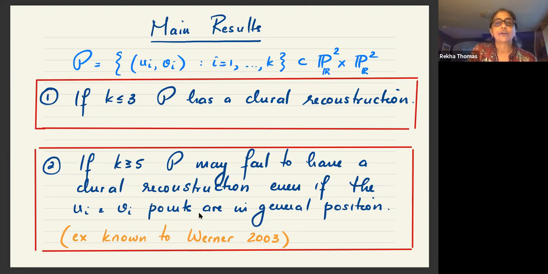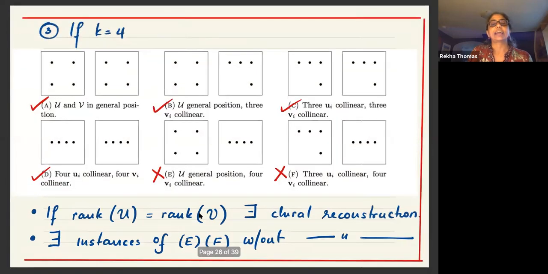It turns out that 4 is both very intricate and interesting. In k equals 4, up to combinatorics, there are 6 types of configurations. I can have 4 points in general position and 4 points in general position, like this example, or 4 in general position and 3 in a line, or 3 in a line and 3 in a line, or 4 in a line and 4 in a line, and so on. So there are 6 possible combinatorial types of these 2 images.